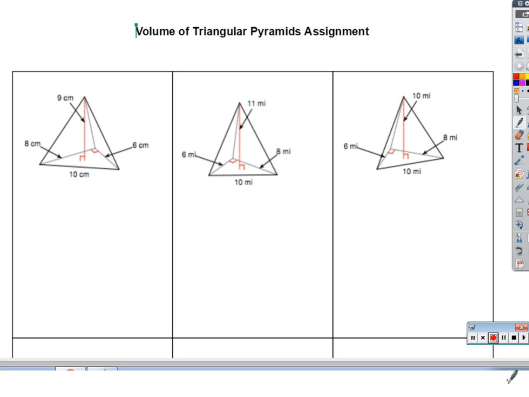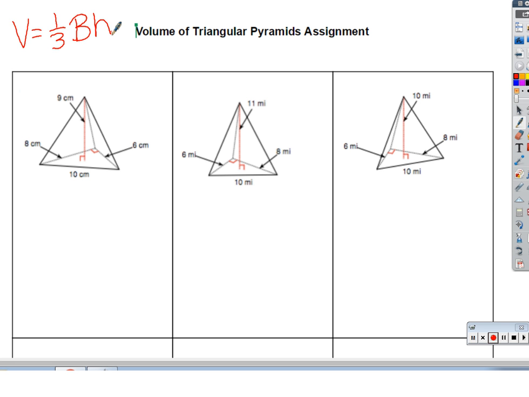Okay, we're first going to write our formula at the top. This is the one that's on your star chart. Volume equals 1/3 big B, which stands for what? Area of the base, times this height, which stands for the height of the pyramid or the three-dimensional figure. Okay, so that's what the formula looks like on your star chart. 1/3 area of the base times the height of the pyramid.